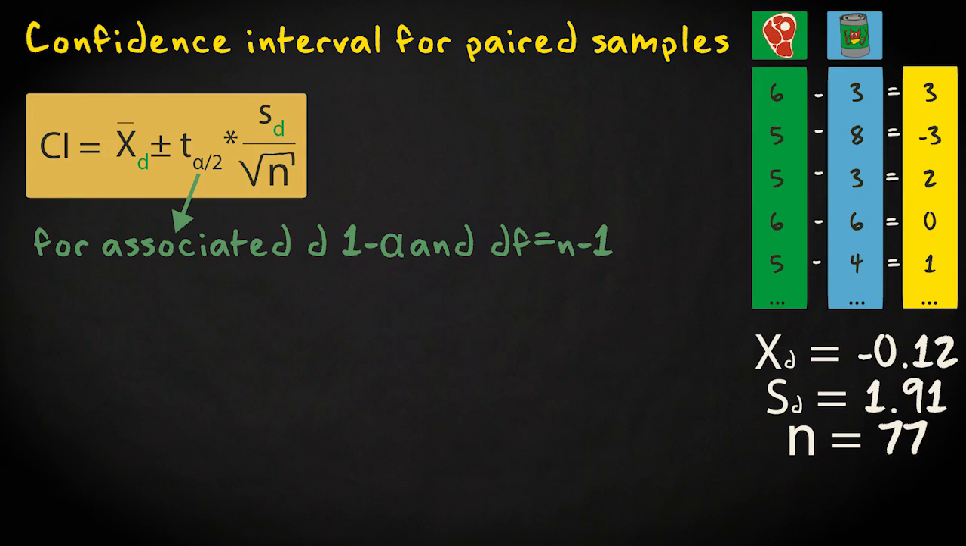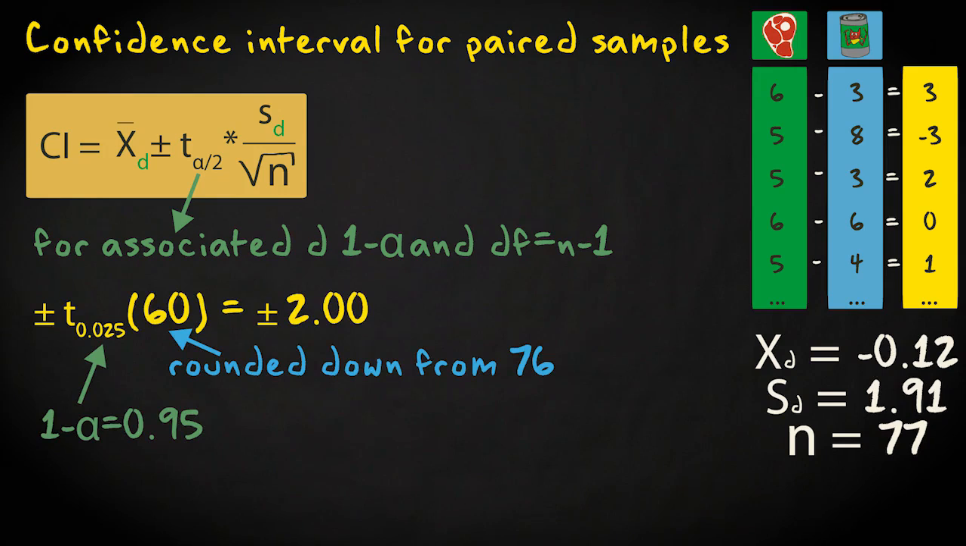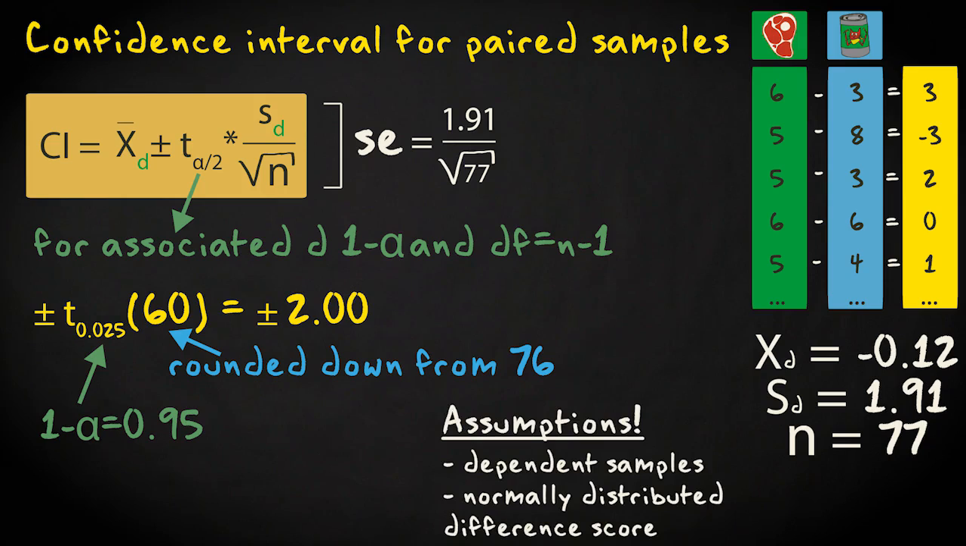sample size minus 1. With 76 degrees of freedom and a confidence level of 95%, the values are minus and plus 2.00, based on a table lookup, rounding down to the nearest degrees of freedom of 60. The standard error is calculated the same way as before. Also, remember that we need to meet the same assumptions required for a two-sided t-test.